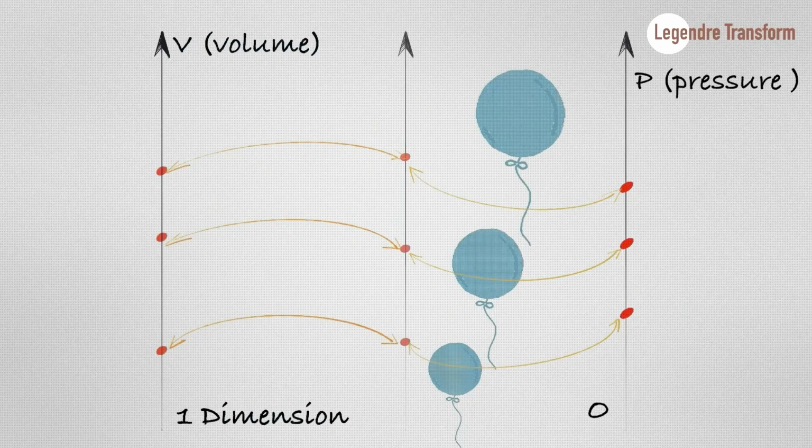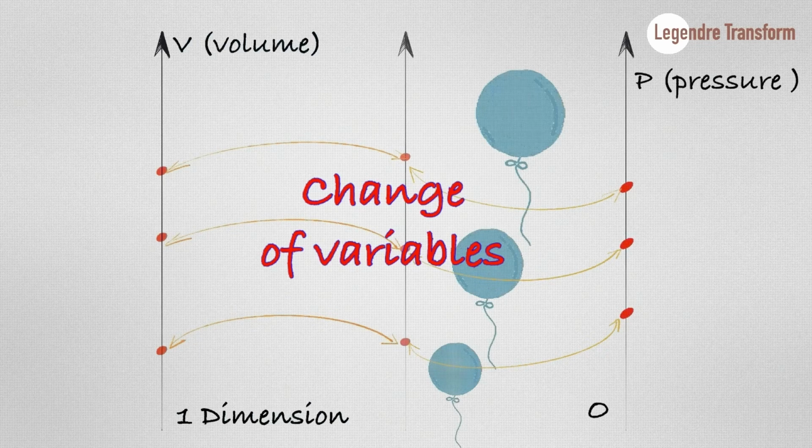Now, in physics, whenever you talk about a certain physical system like balloons, and you want to talk about the balloons in terms of their volume, and then you want to shift your description of your balloons to a description involving pressure, we call that a change of variables. And the Legendre Transform, which is our ultimate goal, is one form of changes of variables.